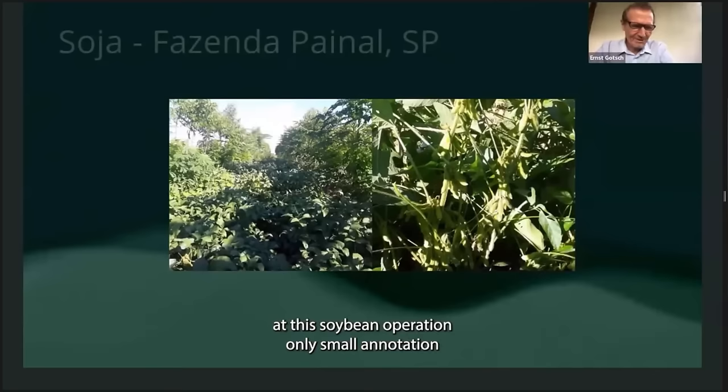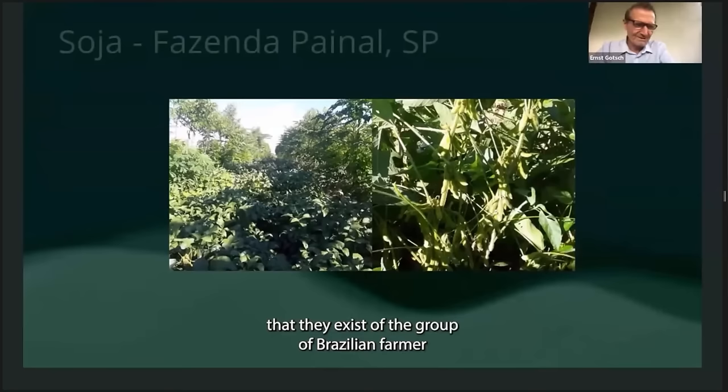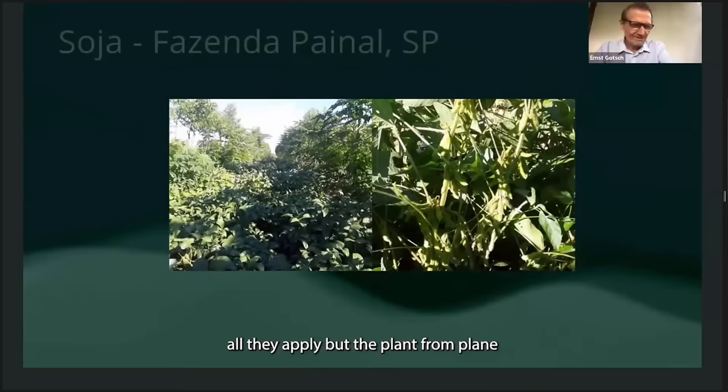This soybean operation, on this small scale, I'm enthusiastic about what I see. There is a group of Brazilian farmers who plant soybeans without toxic chemicals. This is generally an anomaly, heavily criticized all over the world. They apply what they learned from Elaine. And this has to be said, and it should be published in the world, because they don't harvest less than the other ones, and they made a huge step.